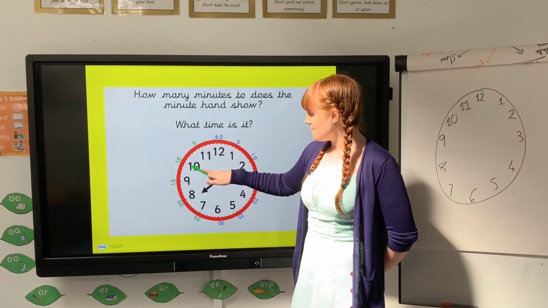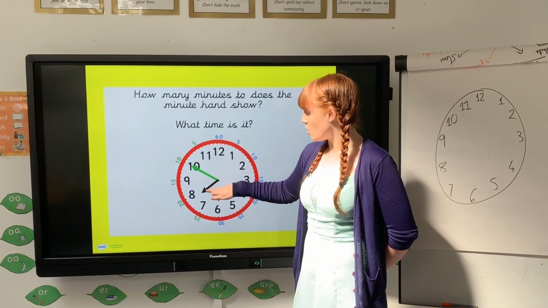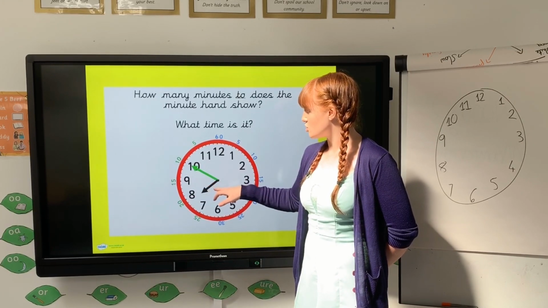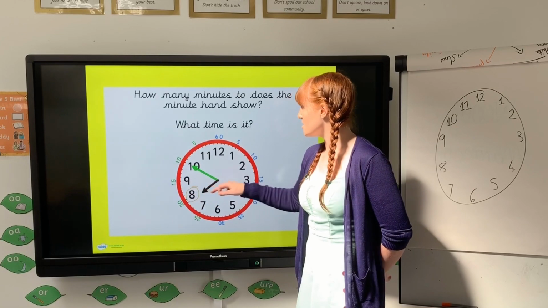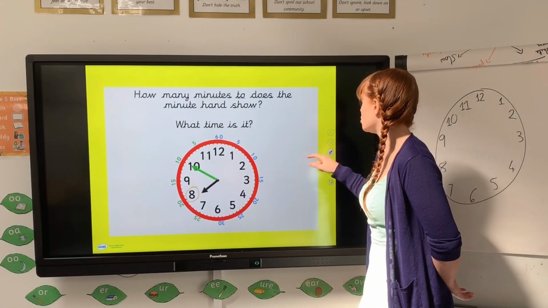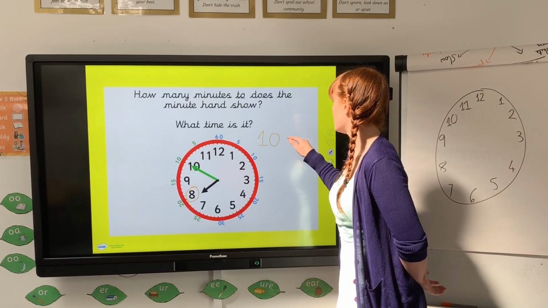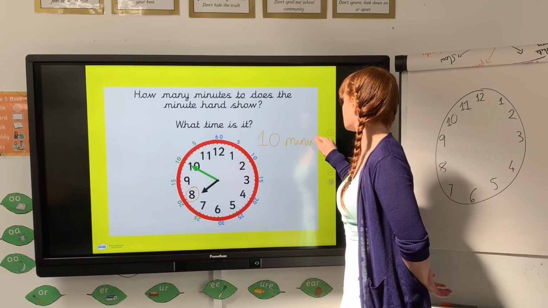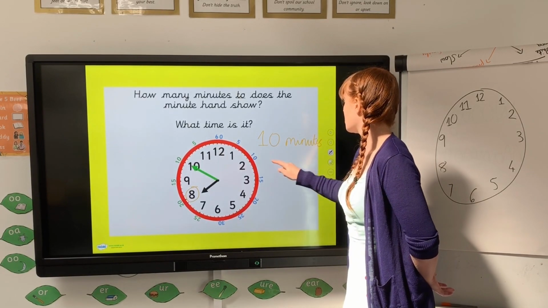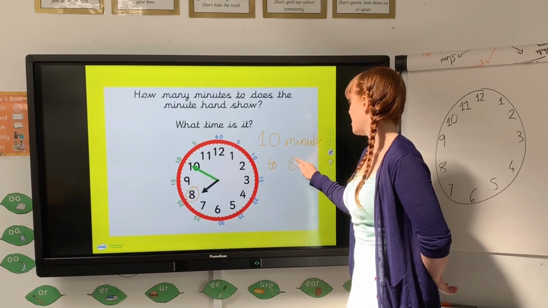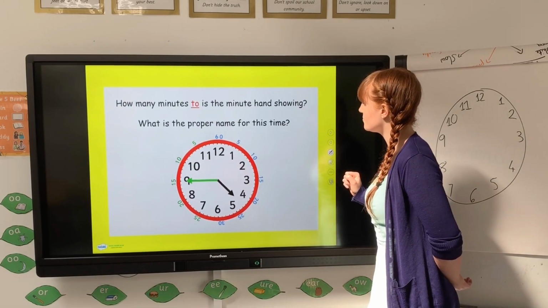So you can see that it's 10 minutes to, and again, we'll have a look, which hour number is that hour hand just before. So it's just before the 8. So we know it would be 10 minutes to 8. So 10 minutes to 8. We'd write it just like that.